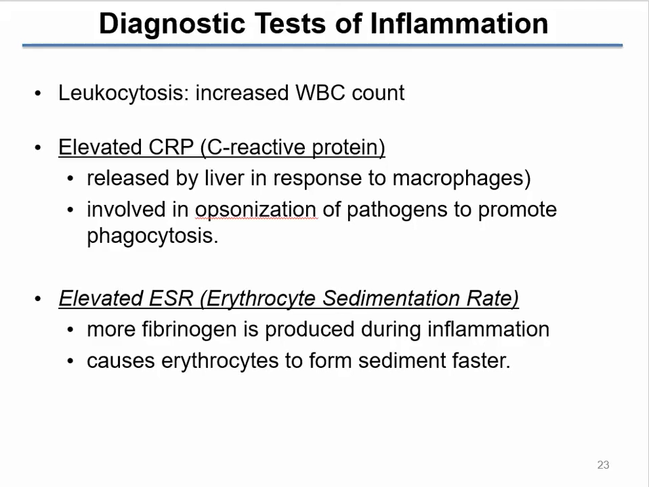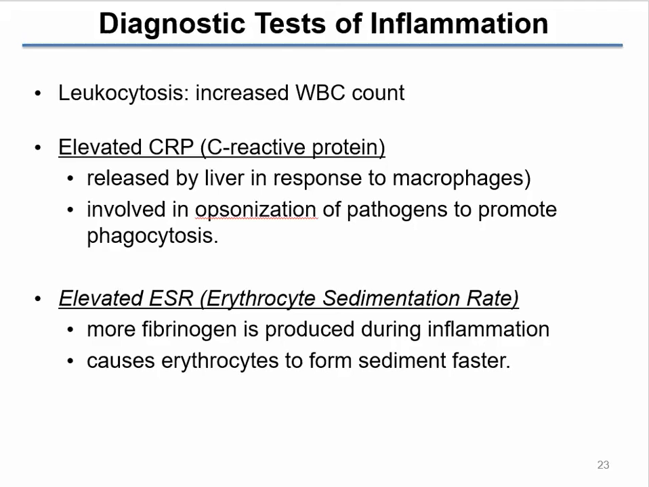Another important test is ESR, erythrocyte sedimentation rate. Basically, this is how quickly the red blood cells settle in a tube of uncoagulated blood. If they settle quickly, that's indicative that there's more fibrinogen in the blood. Now, fibrinogen will lead to fibrin, and fibrinogen production goes up in inflammation because it may be needed. So this is kind of a side effect.